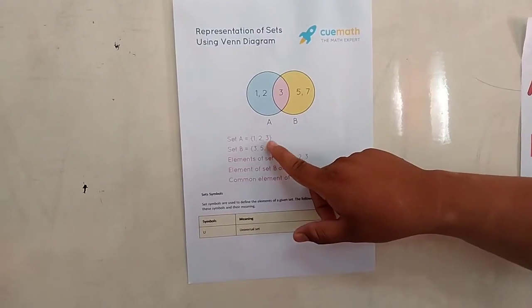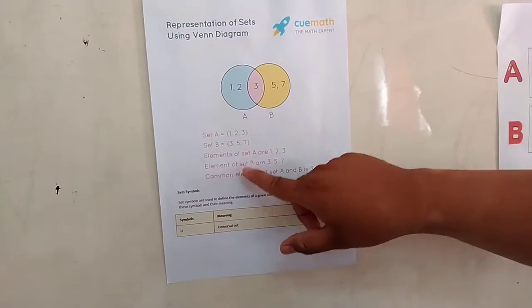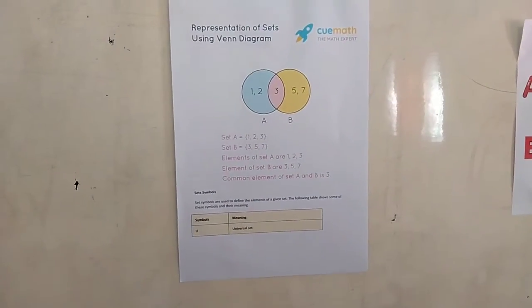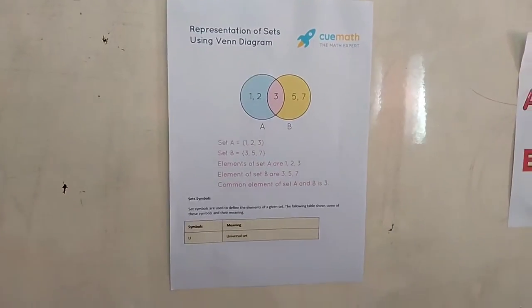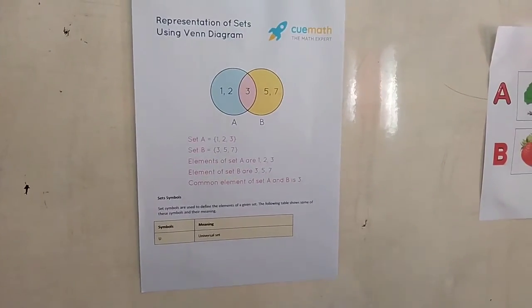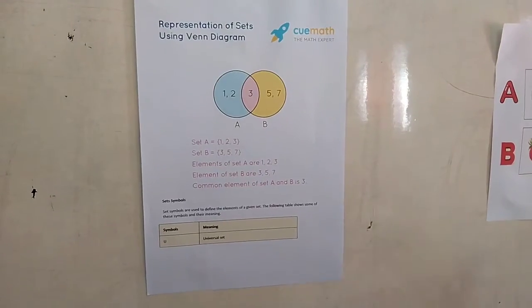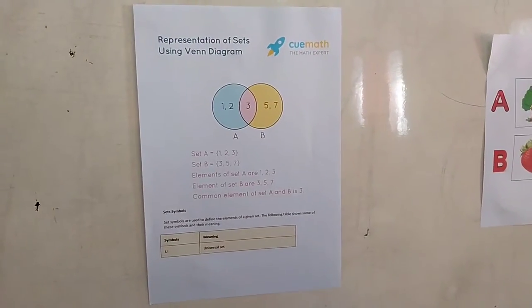Now, how many times are you going to write number 3 since they are common? No, there are common elements of set A and set B. You are only going to write it once. Okay, so do you get it now?